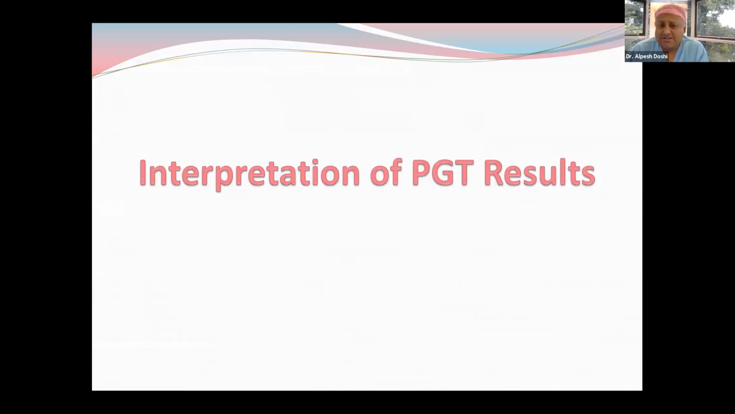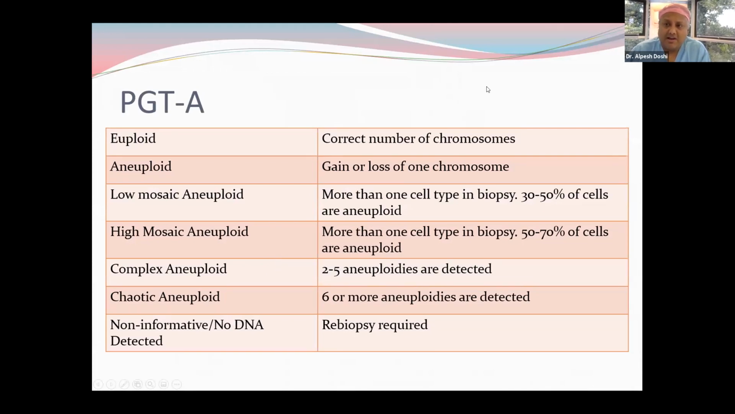So now the next presentation is going to be more about how we interpret PGT results. If we look at PGT-A, for example, it's very straightforward. You can either have a euploid embryo or an aneuploid embryo. We can also have categorization of the embryo whereby it's categorized as a low mosaic. And of course, this is when 30 to 50% of cells are aneuploid in that embryo. Or it can be categorized as a high mosaic, whereby 50 to 70% of the cells are aneuploid.